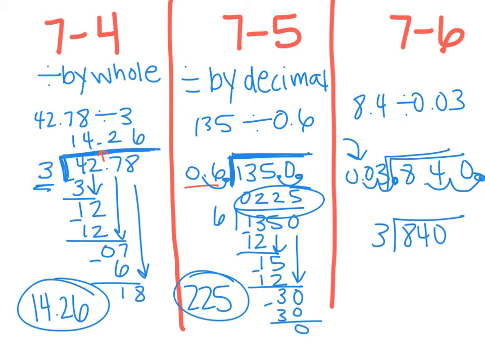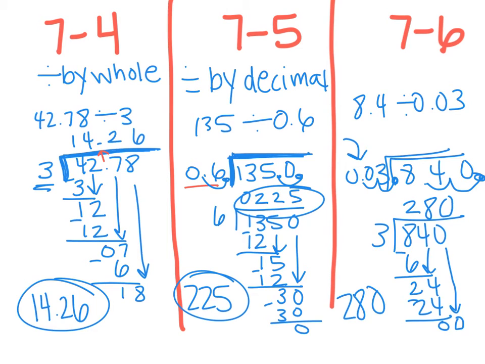Now I can divide like normal long division. 3 goes into 8 2 times, which is 6. So I have 2 left. 3 goes into 24 8 times, which is exactly 24. And I have none left. When I bring down my 0, 3 cannot go into 0, so I get my final answer of 280.